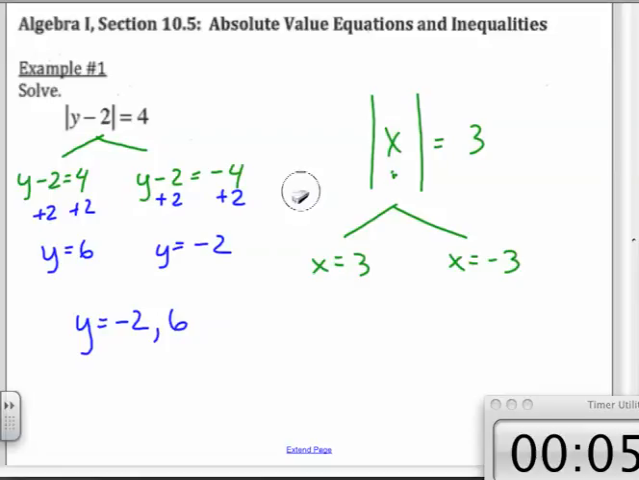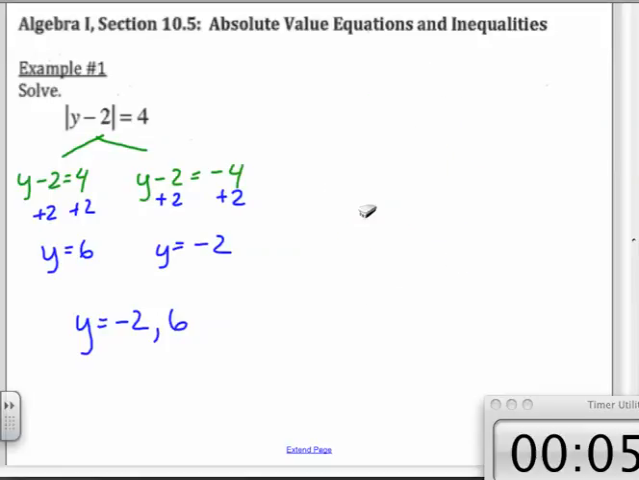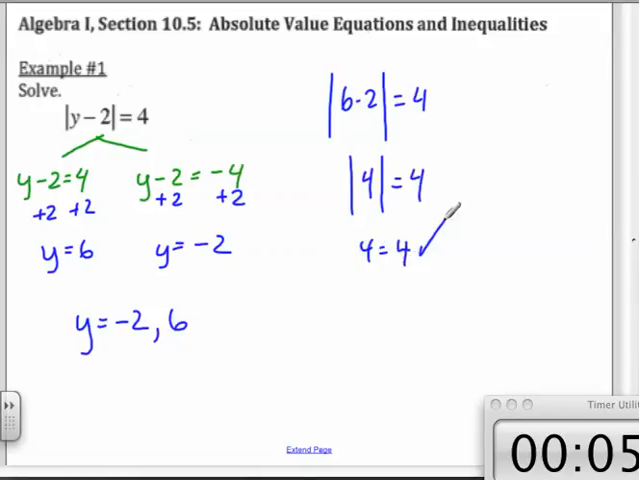Now, let's just see if that works. All right, I'm going to get rid of this over here, and then I'm going to plug it into what we've got there. The absolute value of 6 minus 2 is equal to 4. So that's the absolute value of 4 is equal to 4. That's 4 equals 4. That's true.